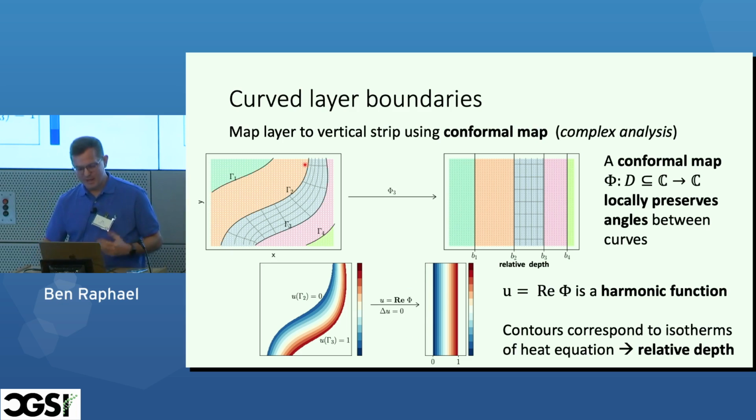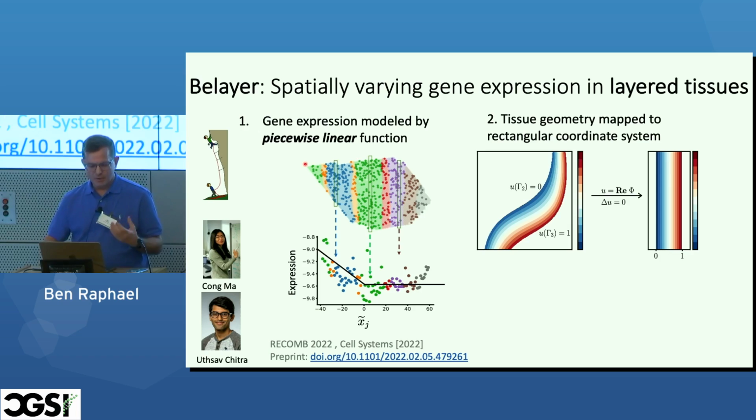We called this method Belayer, because of the layers and because one of the authors, a student, Chitra, is a rock climber. This is also joint work with Song Ma, who's a postdoc in my group. So the idea, again, is that we model gene expression as a piecewise linear function of this one-dimensional coordinate. And this one-dimensional coordinate is obtained by modeling the layered structure of the tissue, with these arbitrary curved boundaries that form these stacked layers.